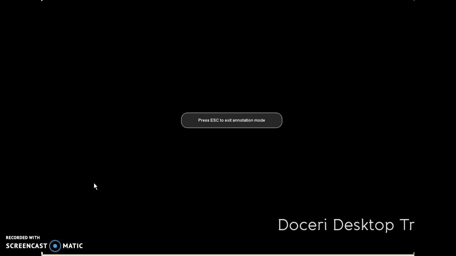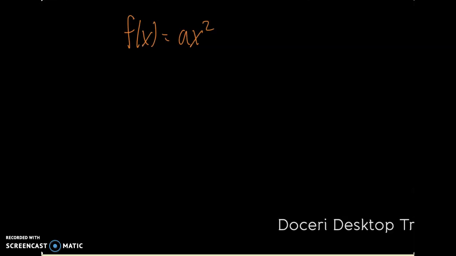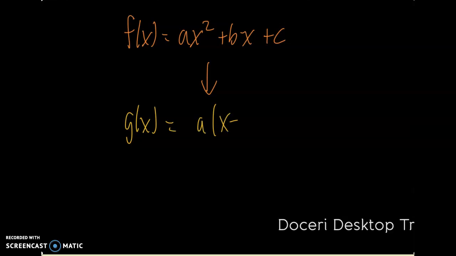But I did want to review how to complete the square before we begin chapter 10. So some of the things that we've already done in chapter 2 is how to take a quadratic function that looks like this and convert it to a quadratic function that is in vertex form, right?